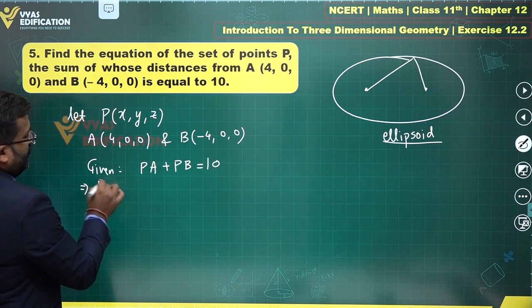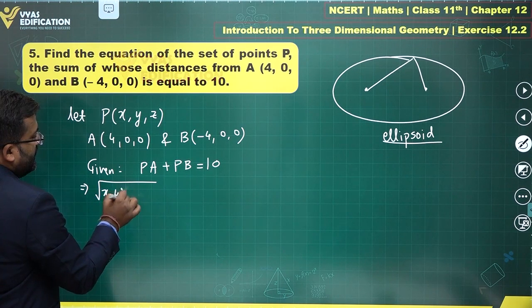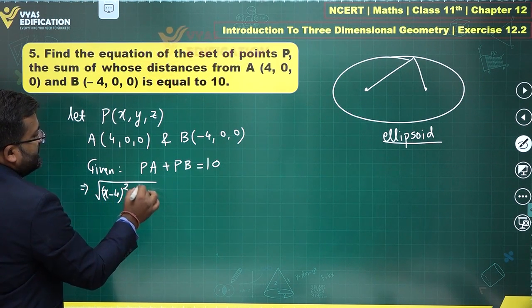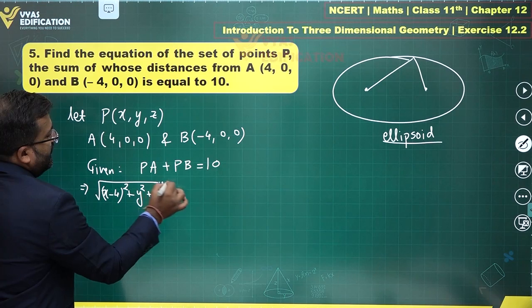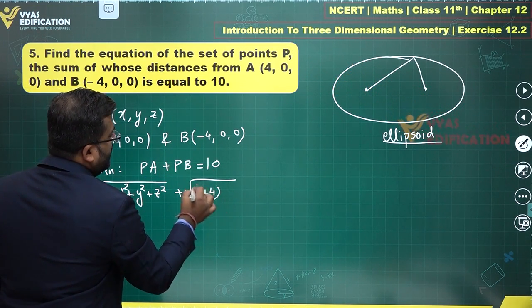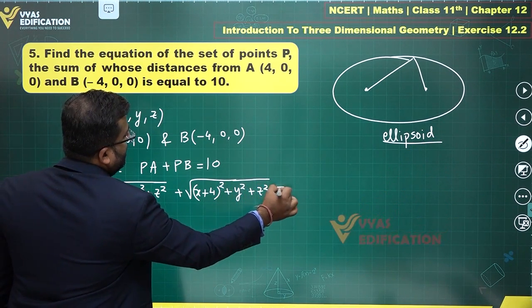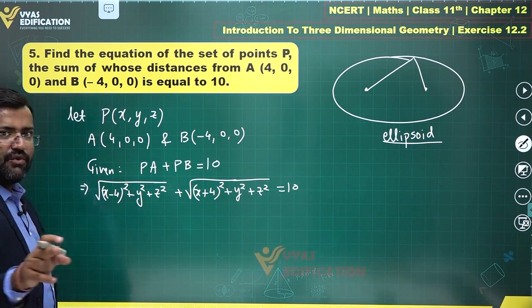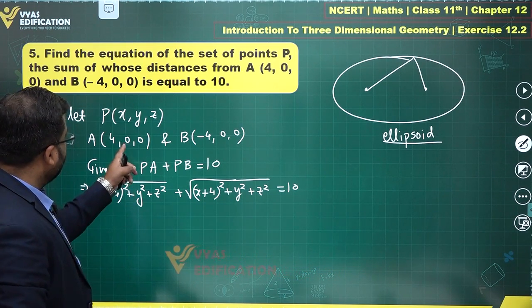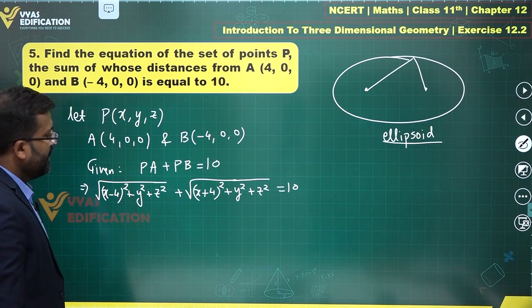PA is under root of x minus 4 squared plus y minus 0 squared plus z minus 0 squared. PB is x minus minus 4, that becomes x plus 4 squared, plus you get a y square and a z square. You see the calculations have been made simpler for you. The person could have given y and z coordinates as well. Avoid that. Let's use these only.